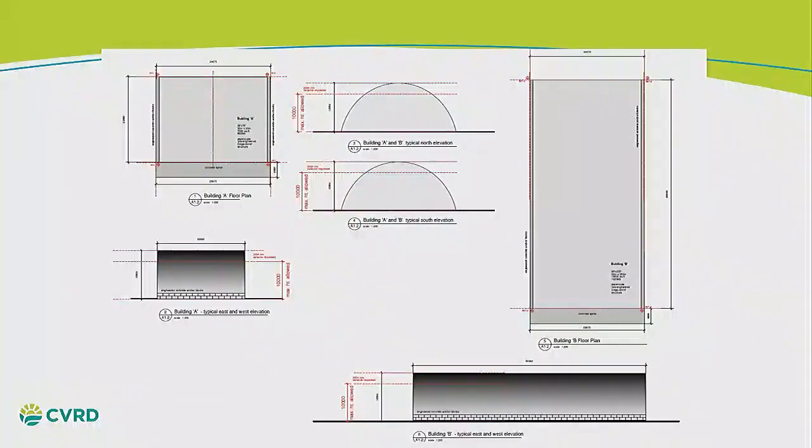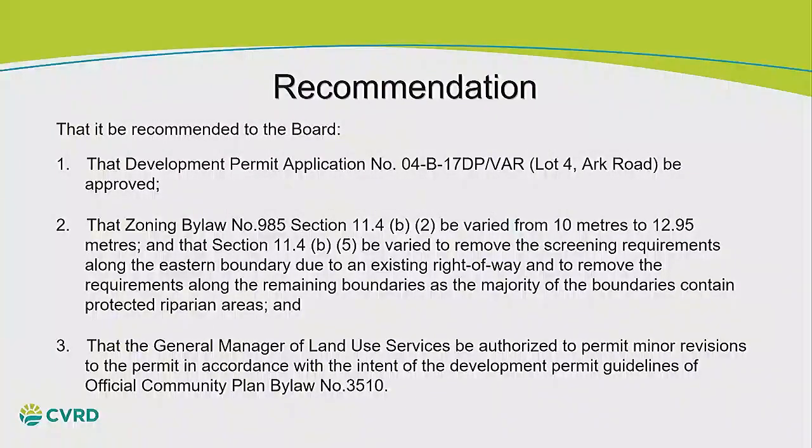These height variances, as well as the screening variance, have been supported by staff, which has been fully outlined in the staff report. And attached to the report, you would have also seen the detailed DPA assessment, and this attachment listed all the applicable DPA guidelines and considerations that have been reviewed for this project. So it is recommended that the application be approved, including the height and screening variances.